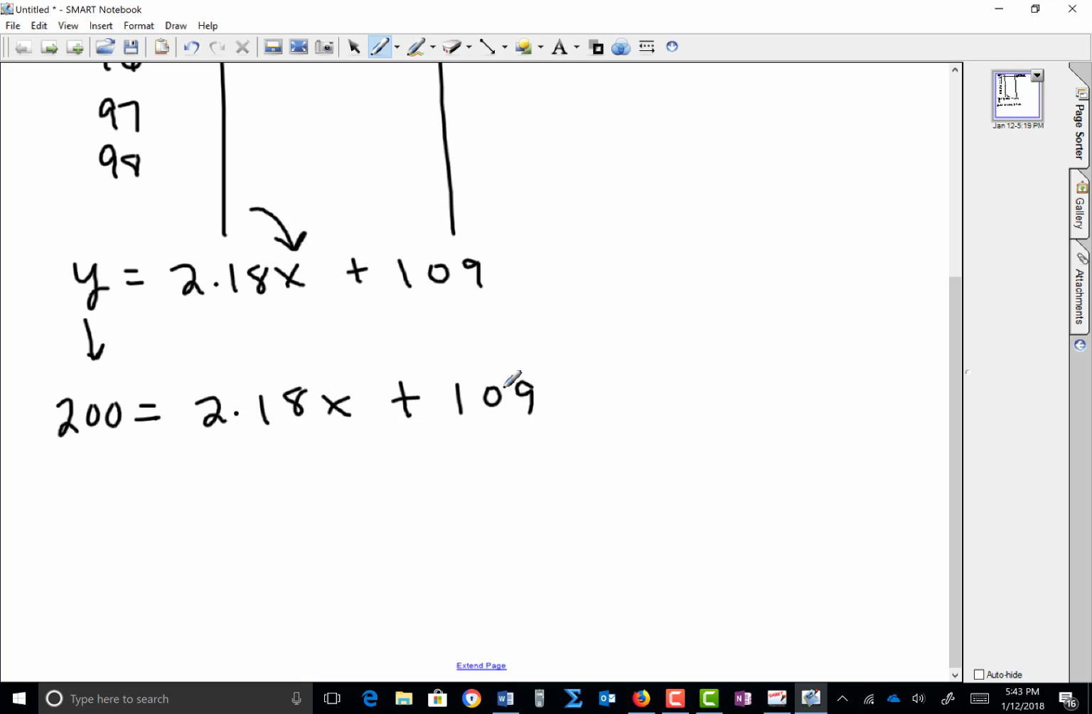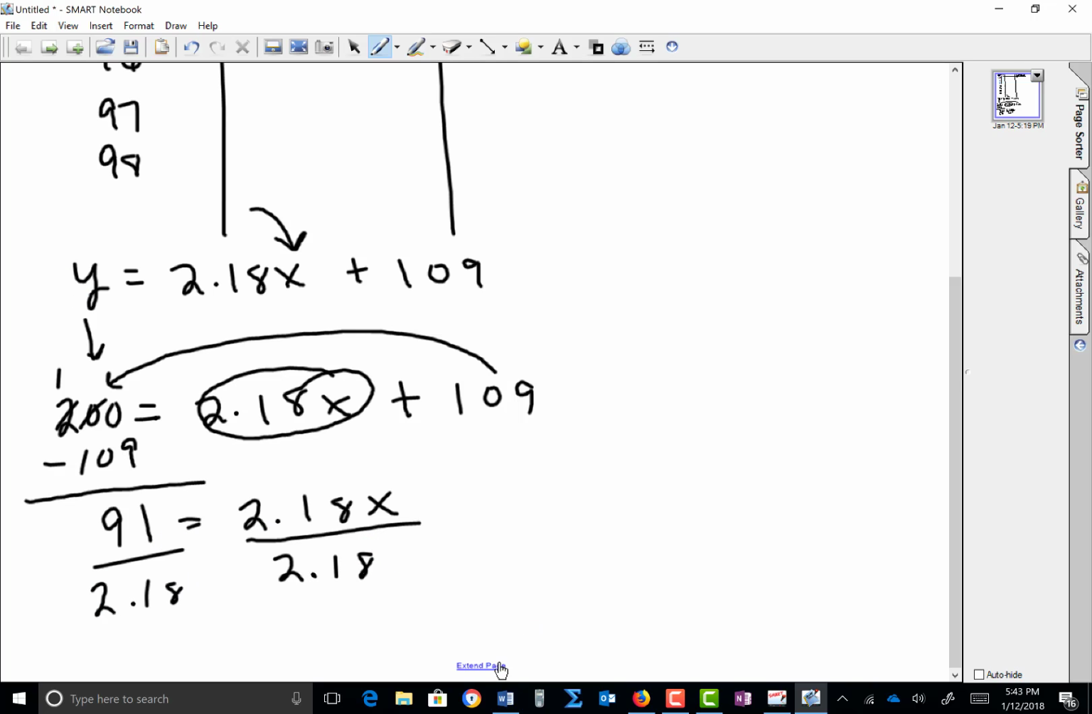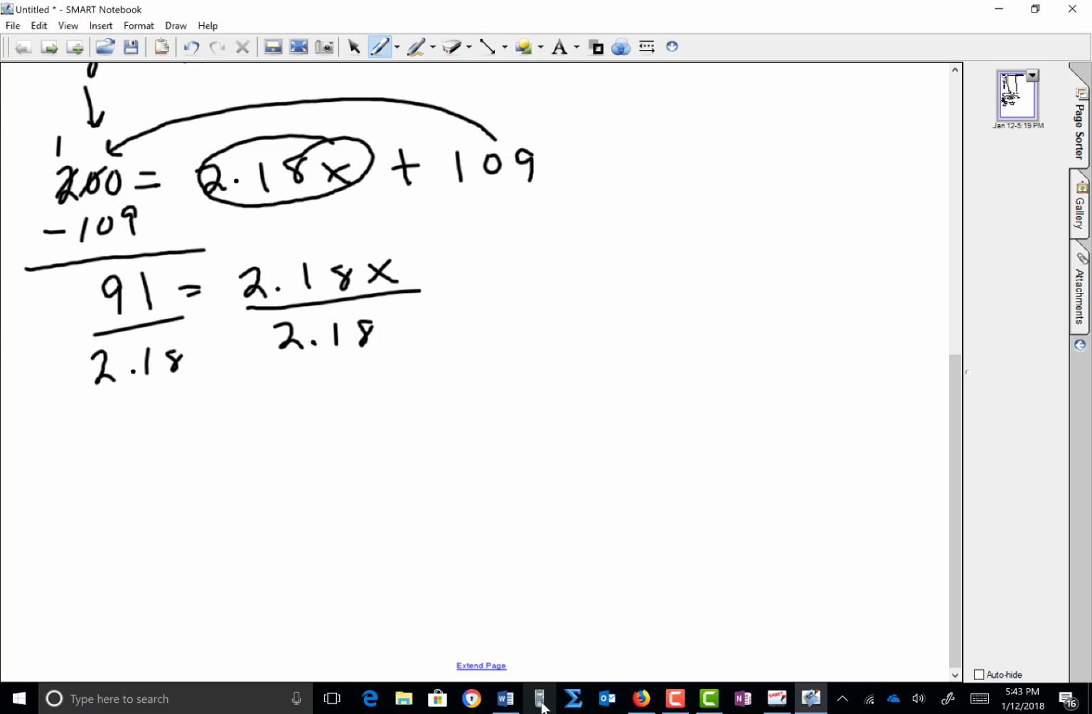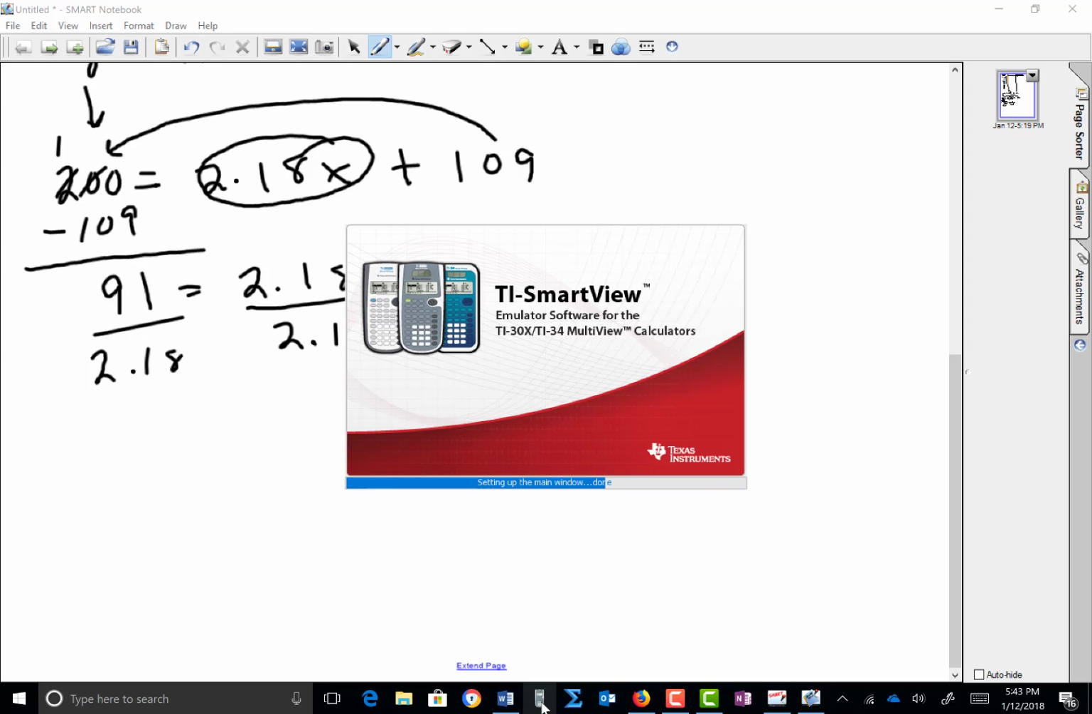So when you do algebra this way, if you're trying to get an x value by itself, what you do is you subtract this number. So we would subtract 109. So 10 minus 9 is 1. 9 minus 0 is 9. 1 minus 1 is 0. So this would be 91 equals 2.18x. And in order to get the x by itself, you have to divide both sides by 2.18. This is the only little bit of algebra that you're going to need to do for this one. So I would take my calculator and do 91 divided by 2.18.